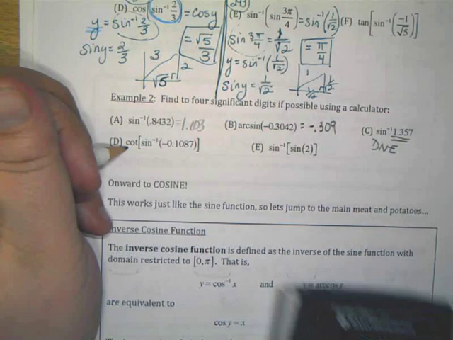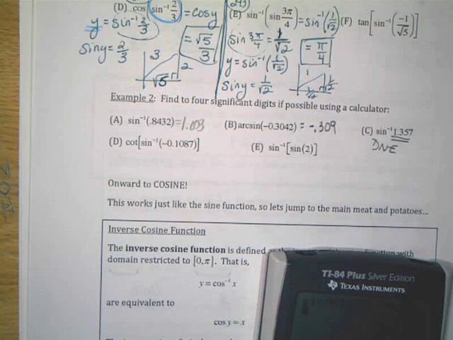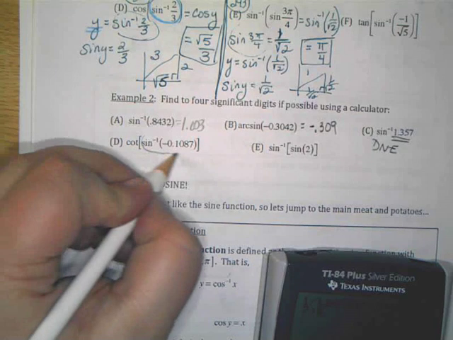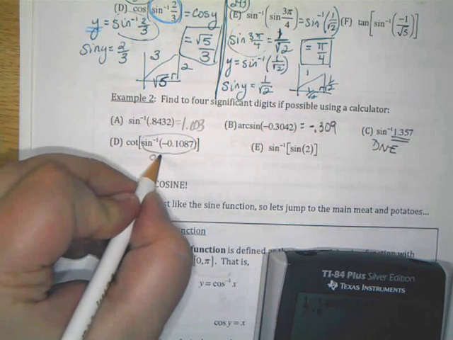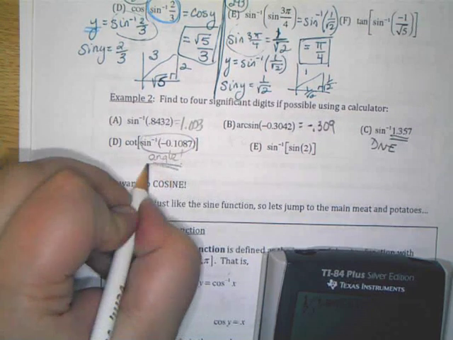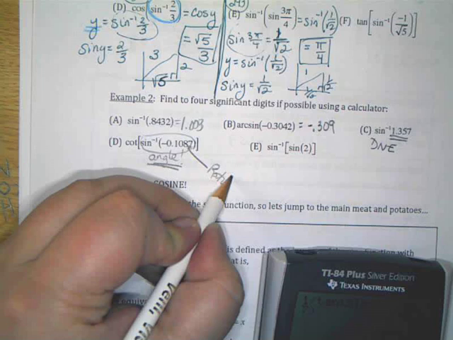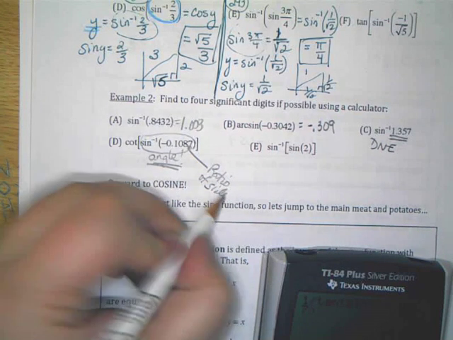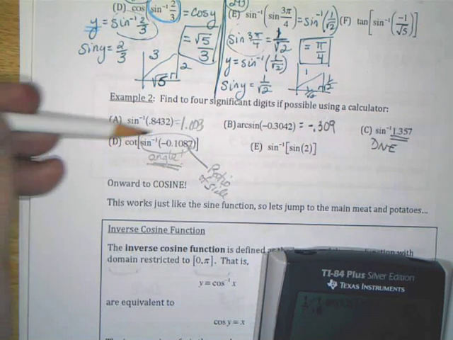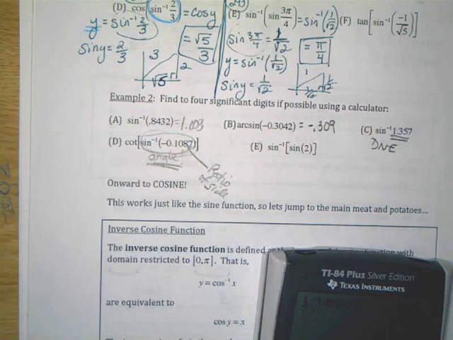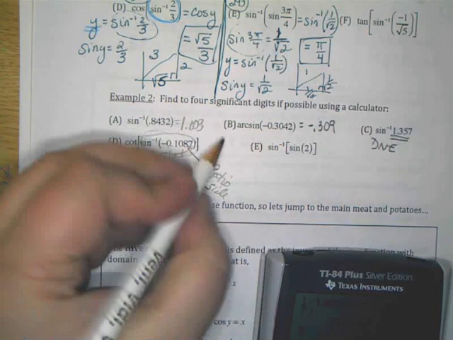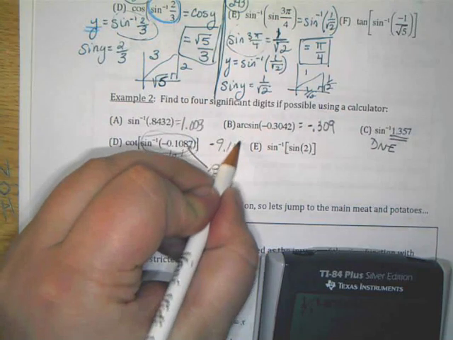And so here, for cotangent, we're going to have to go 1 over tangent. 1 over tangent of the inverse sine of negative 0.1087. Now remember, this right here is finding the angle. This number right here is the ratio of sides. So we're saying the cotangent of this angle, and this is telling me the angle. So that's why this works. And I got negative 9.145.